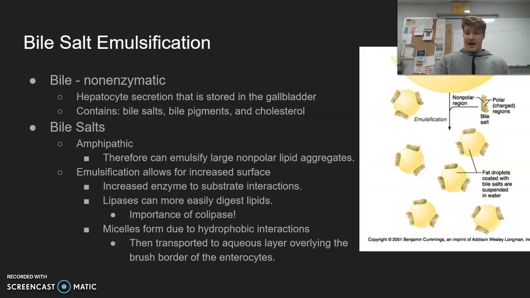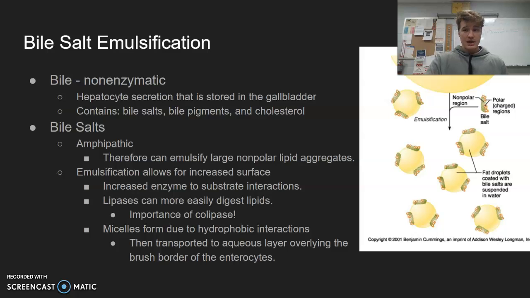So these are amphipathic molecules. The bile salts have hydrophobic and hydrophilic ends, and you can see this over here, how they function with the nonpolar and the polar charged ends. And therefore, the polar side is going to want to be on the water surface, and the nonpolar side is going to interact with the fats. And this will allow for these large aggregates of fatty molecules to be broken down into smaller molecules, increasing the surface area and increasing the enzyme to substrate interactions, allowing for further digestion to take place.